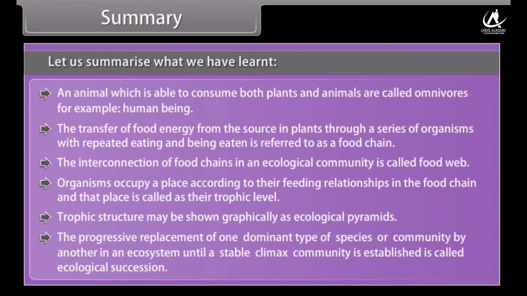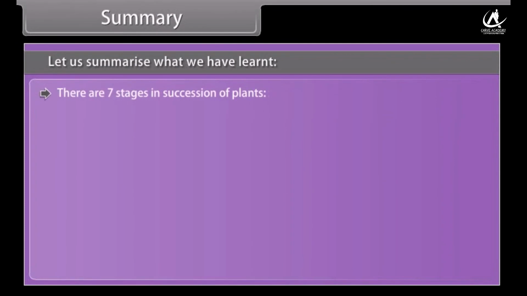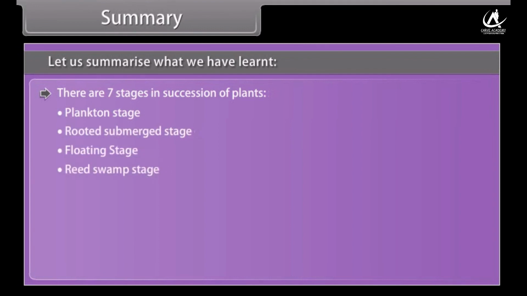The progressive replacement of one dominant type of species or community by another in an ecosystem until a stable climax community is established is called ecological succession. There are 7 stages in succession of plants: plankton stage, rooted submerged stage, floating stage, reed swamp stage, marsh meadow stage, woodland stage, climax forest.